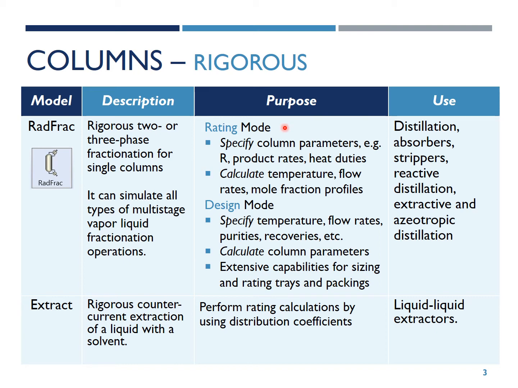There are two modes in RadFrac. In the rating mode, you need to specify column parameters such as reflux ratio, product rates, and heat duties. Then RadFrac will calculate temperature, flow rates, and mole fraction profiles. In the design mode, you need to specify temperature, flow rates, purities, or recoveries. Then RadFrac will calculate column parameters. RadFrac has extensive capabilities for sizing and rating trays and packings. You can choose from several common tray types and random and structured packings.